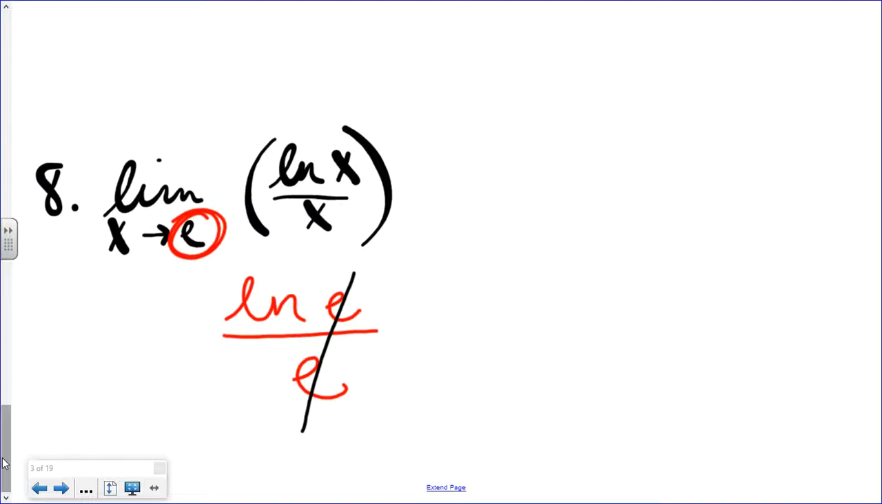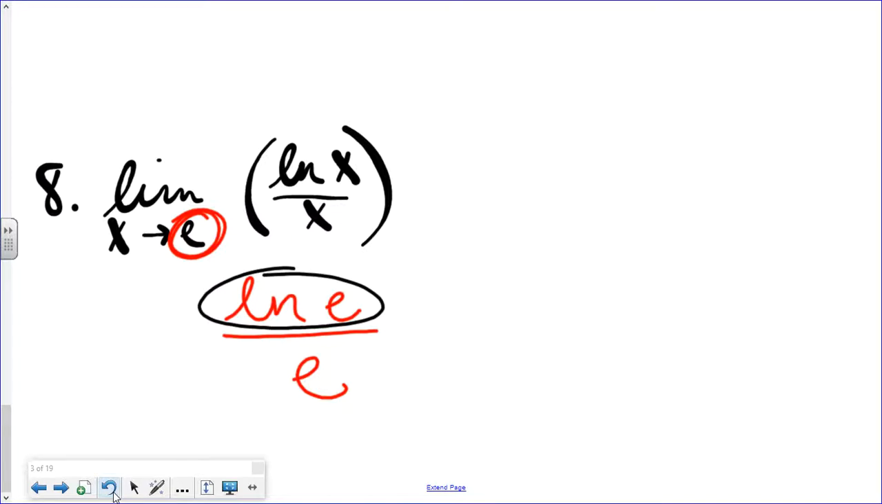And the answer is no, because you have to have the ln of something, right? If you push your ln button on your calculator, it'll start a parentheses for you. You have to put something in there. Okay, so no, we cannot do that. But I want to know what the ln of e is.